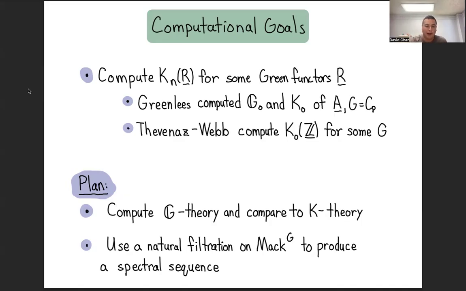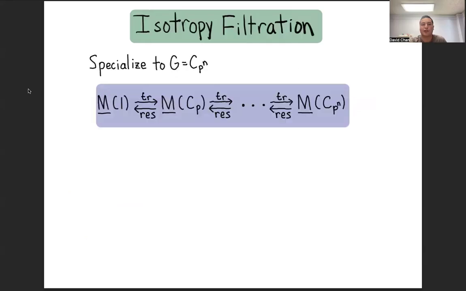So I say I'm going to use this natural filtration, so let me introduce what the filtration is. I'm going to specialize to where the group is C_{p^n}, a cyclic p-group, mostly because the pictures look nicer and it's easier to see what's going on. This is where the computations can be made most concrete. So what does a Mackey functor look like here?